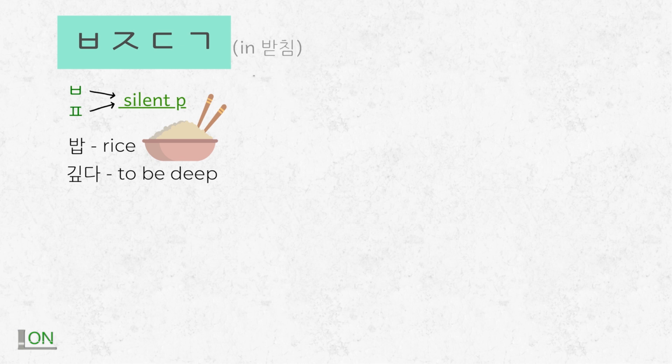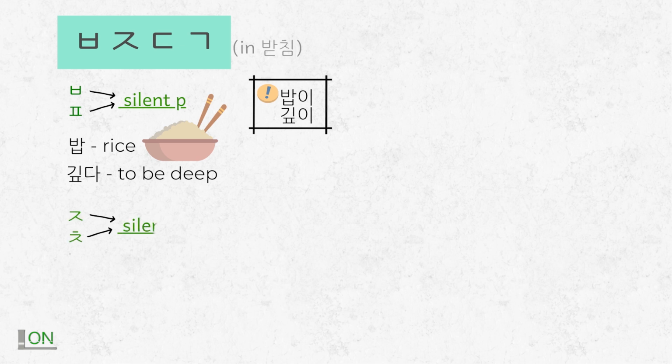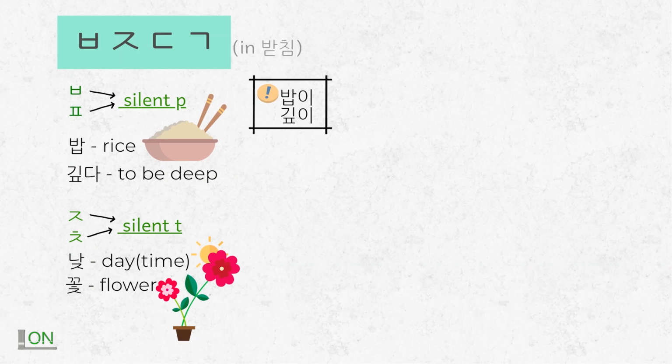But don't forget, if after a pachim there is a vowel, then you have to pronounce them as I told you in the previous slide. For example, 밥이, 깊이. Ch and ch are silent too. The word for daytime or day is 낮. Flower is 꽃. But pay attention, if after these consonants is going to be a vowel, then these words are going to be pronounced as 낮이, 꽃이.